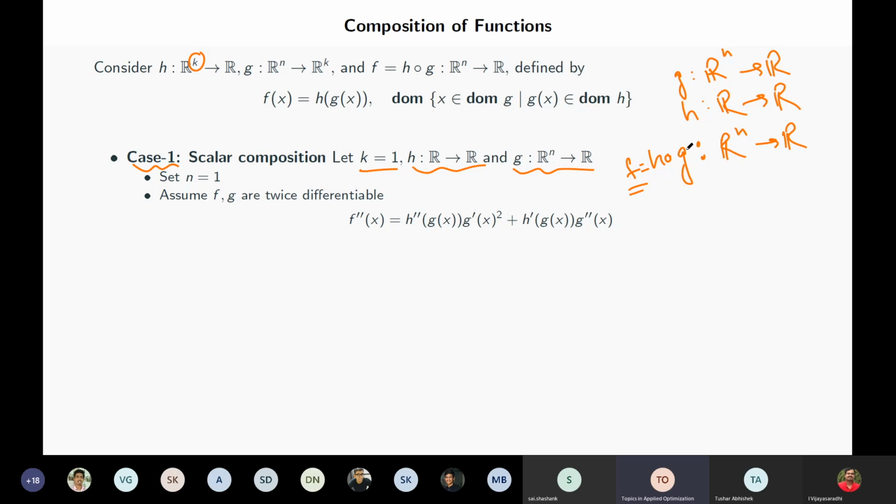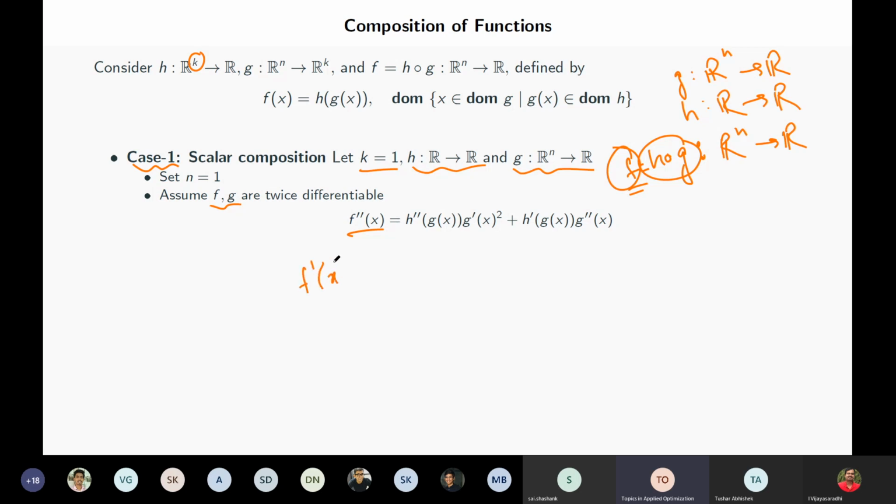Is there any criteria using which we can claim that f is convex, depending on some properties given to us for h and g? To do this, we differentiate, because let us say we want to use the second derivative test for convexity. We want to know whether f, which is a composition of two functions, is convex or not. So we'll take the double derivative, and this is what we will get.